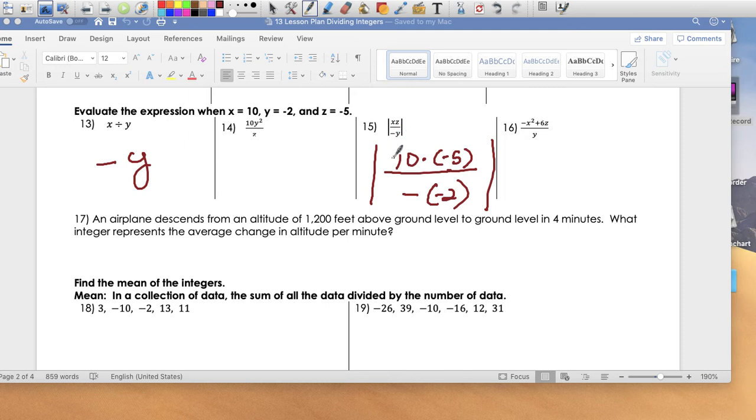Okay, so be really careful. Continuing. So let's simplify. So on the top, 10 times negative 5 is negative 50.